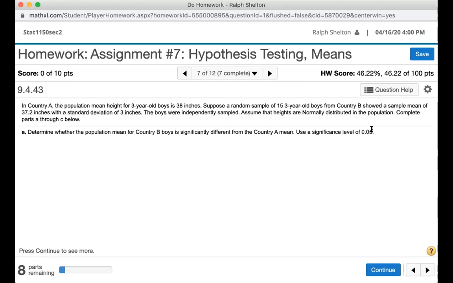We want to say the question is, is country B significantly different than country A? We got 37.2 as our sample from B. And we know that the whole population of A is 38. And we're also given the standard deviation. This is a sample standard deviation of 3 inches, okay? So let's continue because we don't have any answers to choose from here.